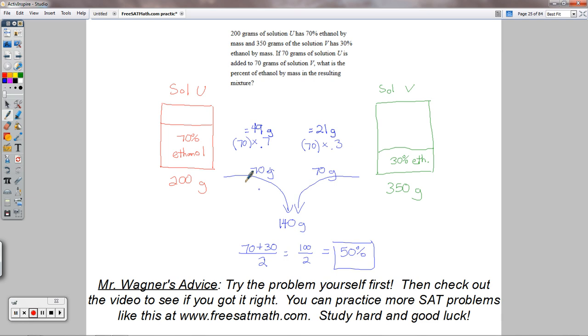But either way you do it, on this one the simpler way happened to work because the grams were the same here, 50%. Either way you slice that bread.